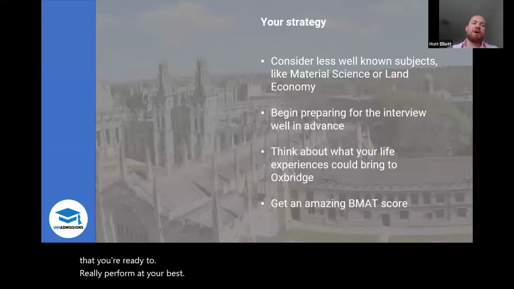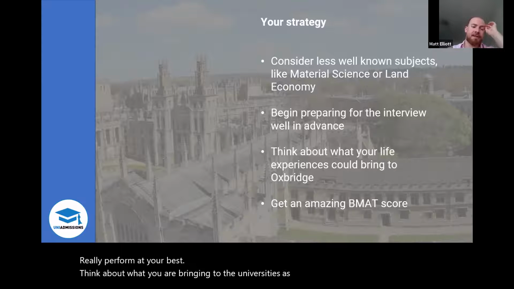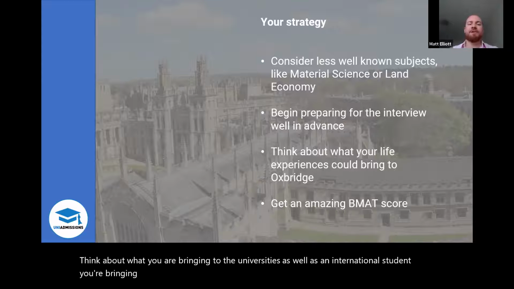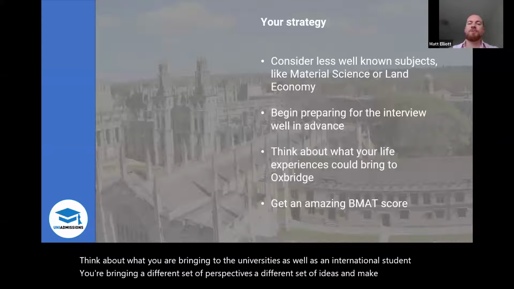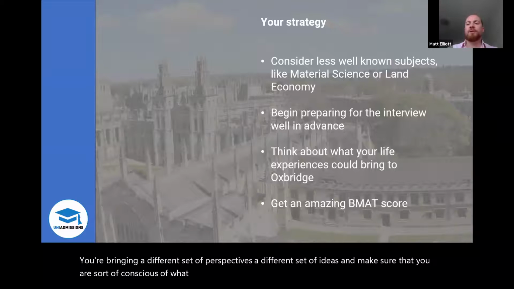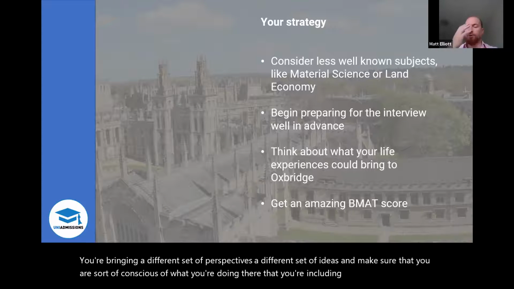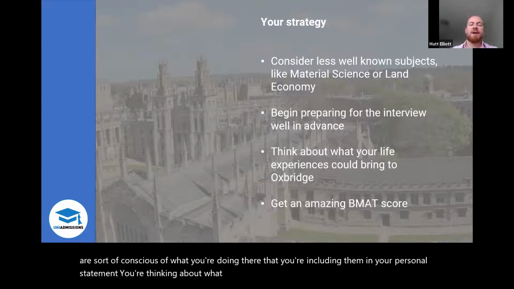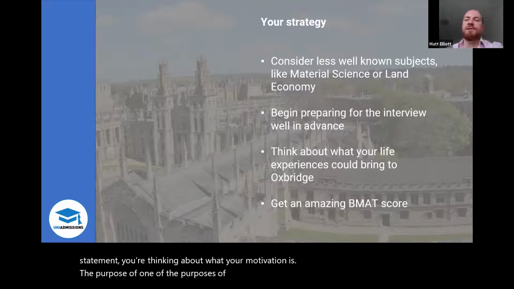Think about what you are bringing to the universities as well. As an international student, you're bringing a different set of perspectives, a different set of ideas. Make sure that you are conscious of what you're doing there, that you're including that in your personal statement, and thinking about what your motivation is. One of the purposes of having international students is to have a really interesting, diverse body of students.